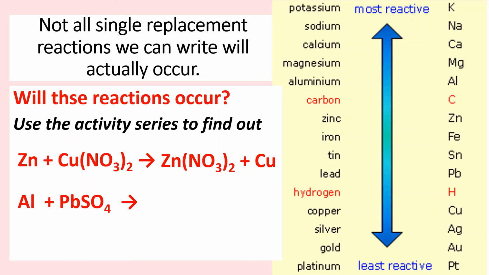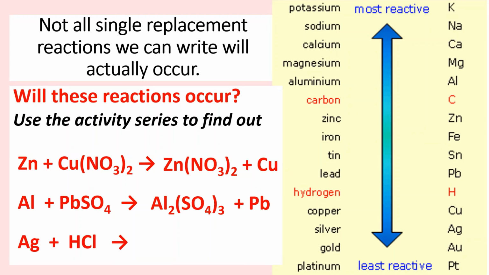How about this next reaction? Can aluminum replace lead to create a single replacement reaction? So aluminum is close to the top. Lead is farther down, so lead is less reactive, which means aluminum is going to be able to replace it. So the aluminum will kick out the lead and we'll have a single replacement reaction occurring.